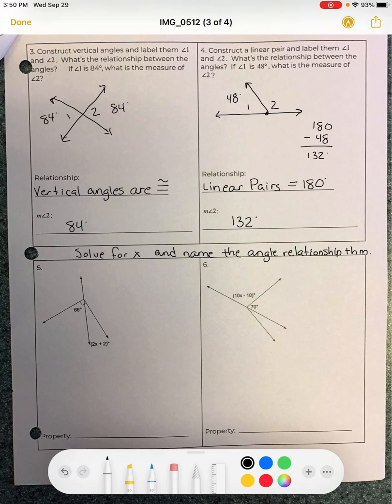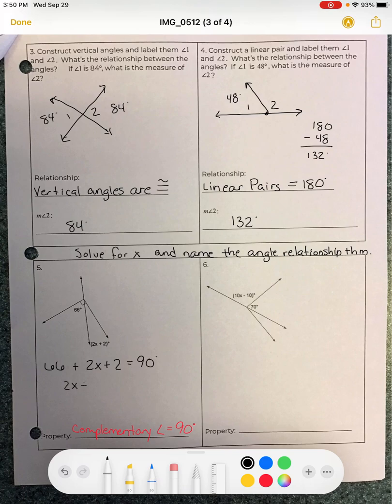So this one has a 90-degree corner. It's a little box, so we know that's 90 degrees. So these two angles are considered complementary. So I'm going to write my property as complementary angles equal 90 degrees. So to set up a problem to solve, if those equal 90, you can take 66 plus 2x plus 2 equals 90. And we're going to solve for x.